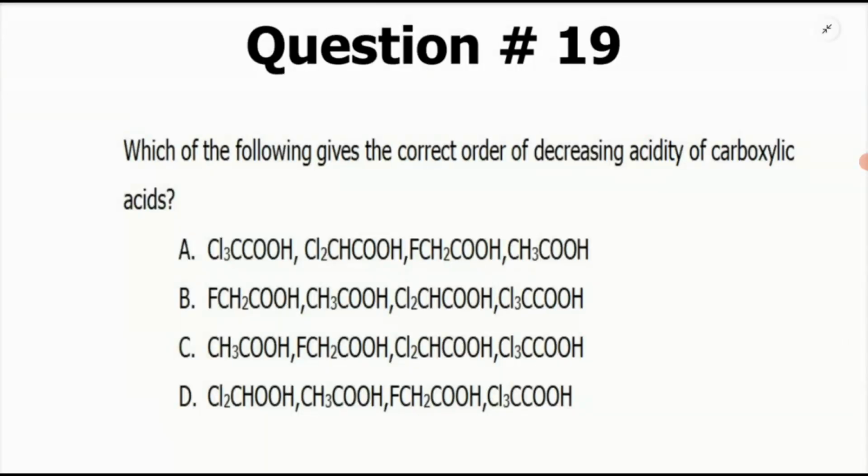Very interesting question. Which of the following gives the correct order of decreasing acidity of carboxylic acids? Decreasing acidity of carboxylic acid. Is it A, B, C, or D? So when we say decreasing acidity, you have to start from a very acidic to the lowest acidic carboxylic acids.